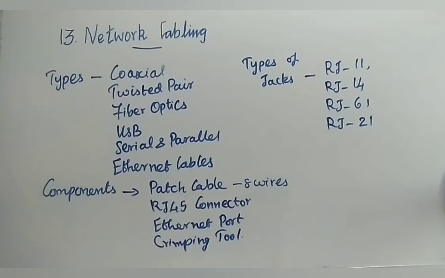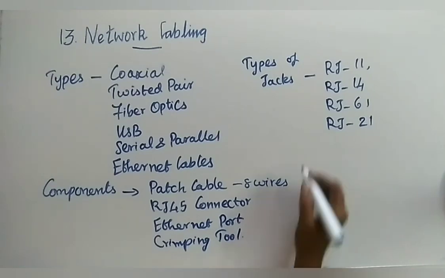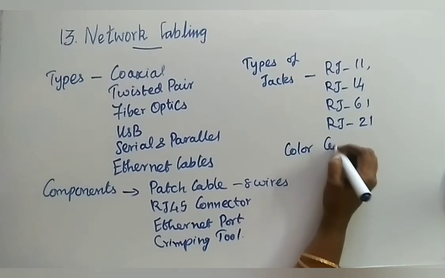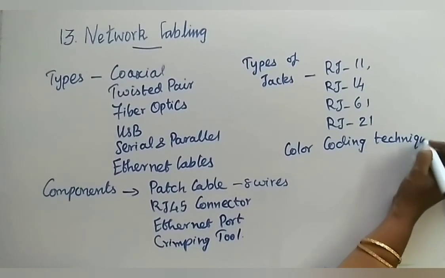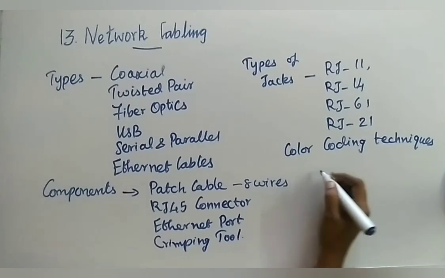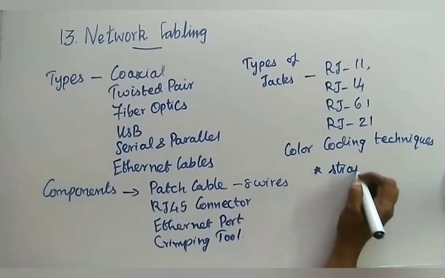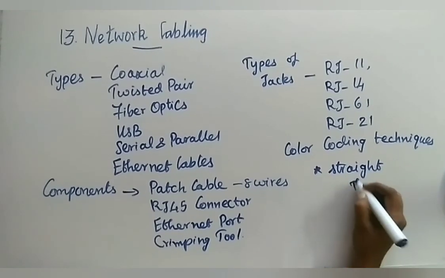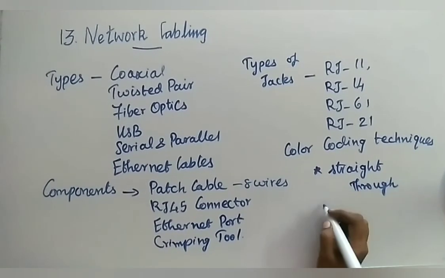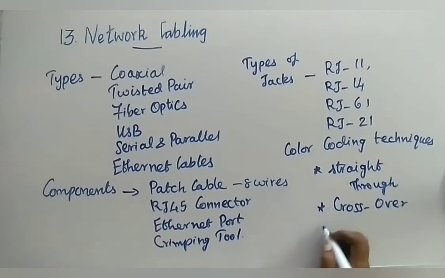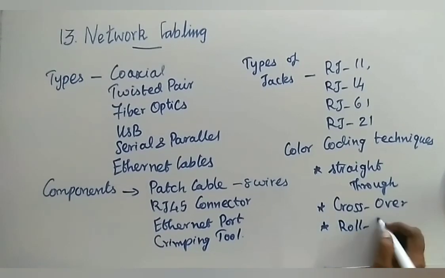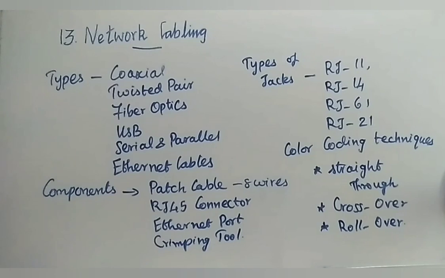Next topic we discussed is color coding techniques, the Ethernet cable color coding technique. In that we discussed 3 techniques. The first one is straight through wiring. The next one is crossover wiring. And the next one is rollover wiring. Under color coding techniques, we have discussed these three types of wiring. So, clear with the topics?